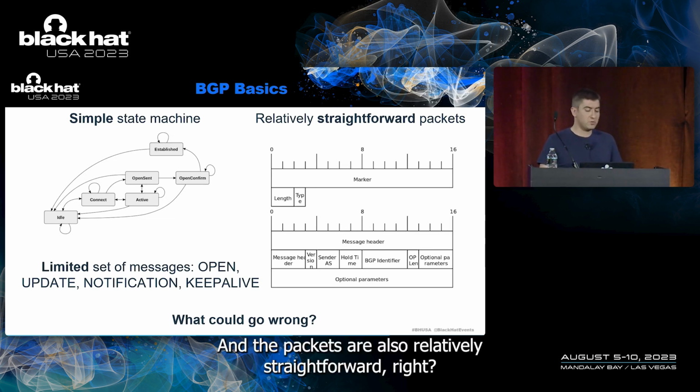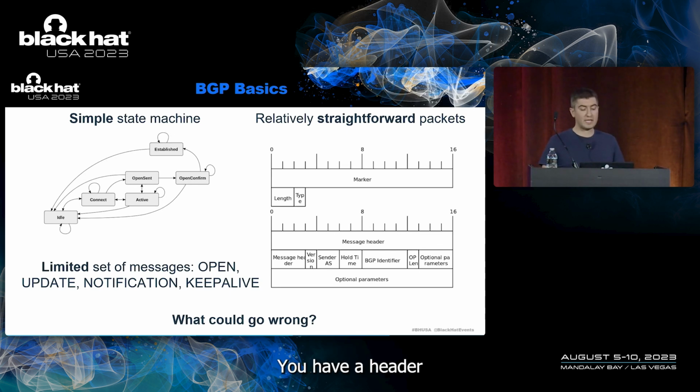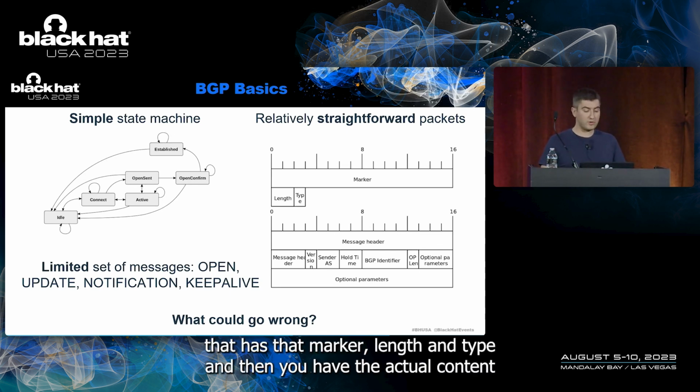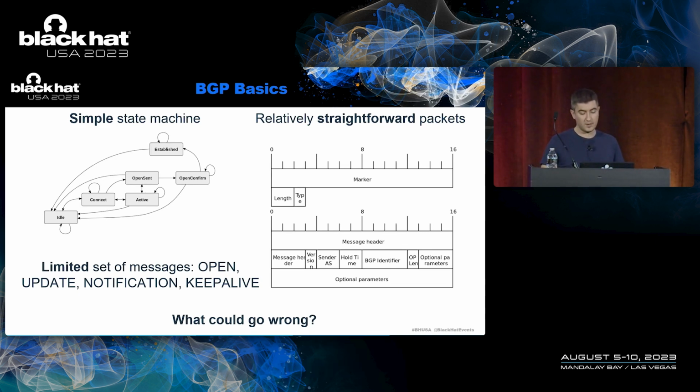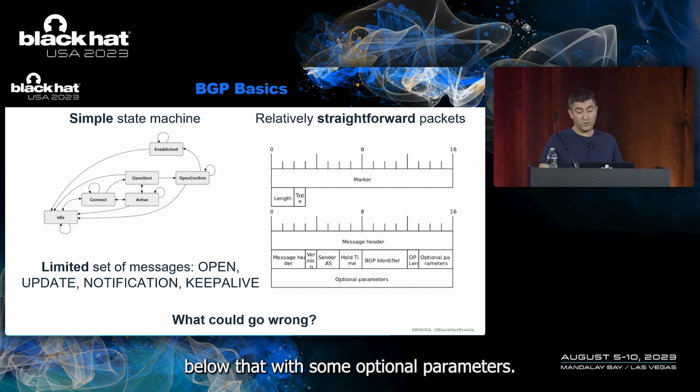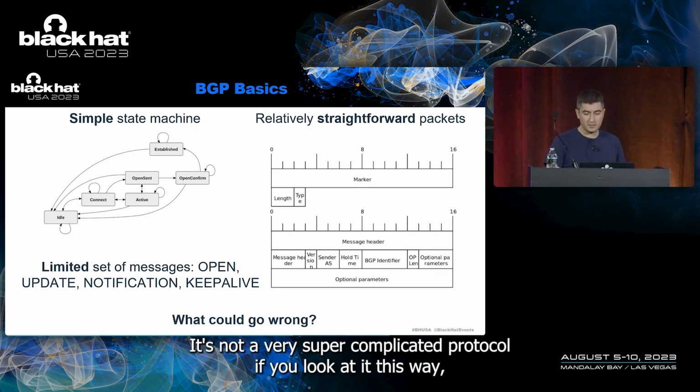And the packets are also relatively straightforward, right? You have a header that has that marker, length and type, and then you have the actual content of the message, which has the header and the content below that, with some optional parameters. So what potentially could go wrong, right? It's not a super complicated protocol if you look at it this way.